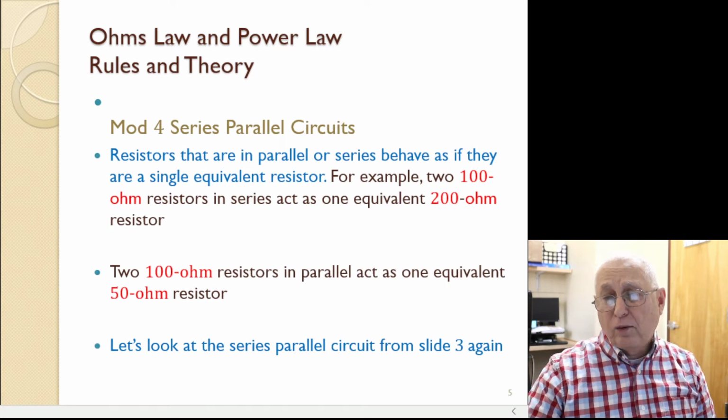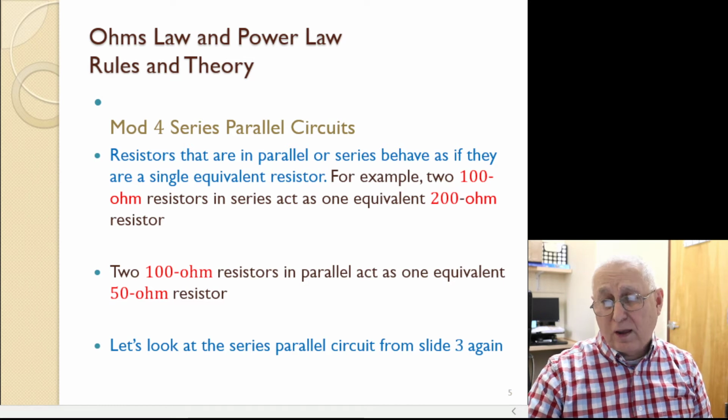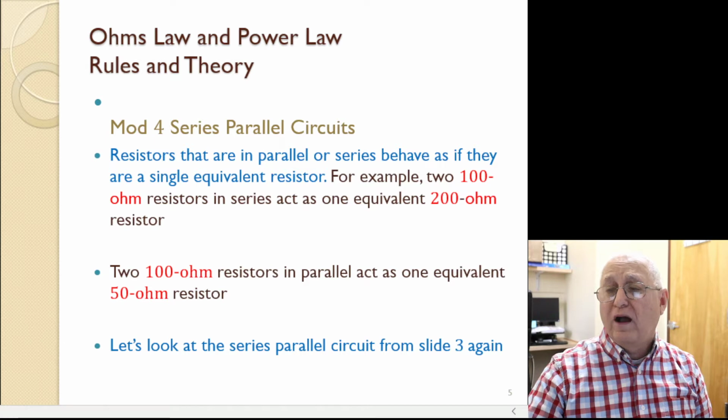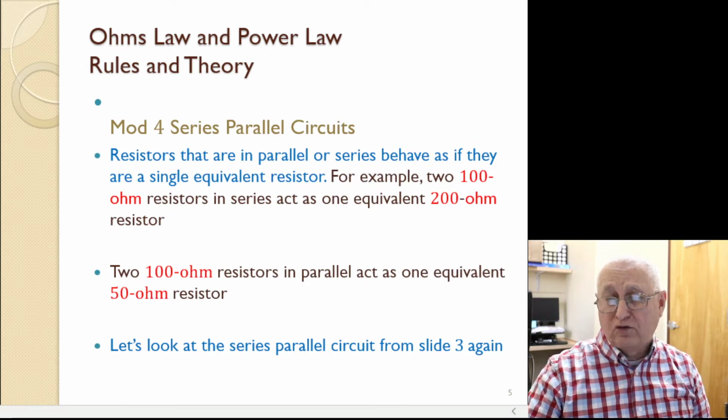Resistors that are in parallel or series behave as if they are a single equivalent resistor. For example, two 100 ohm resistors in series act as one equivalent 200 ohm resistor. Two 100 ohm resistors in parallel act as one equivalent 50 ohm resistor.